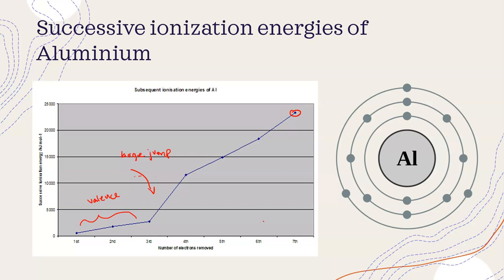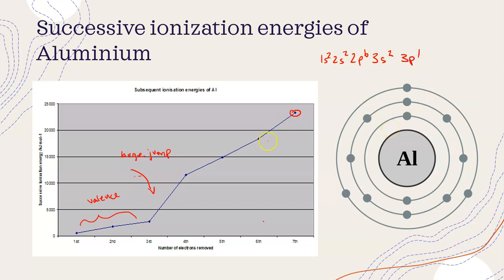If we have a look here, this is the number of electrons removed. So we've got the first, second, third, and then we jump. When we look at the electron configuration of aluminium, which we should always look at when doing these questions, we can write 1s2, 2s2, 2p6, 3s2. So we've got 10, and we want to get to 13, so this is now 12, and then 3p1.